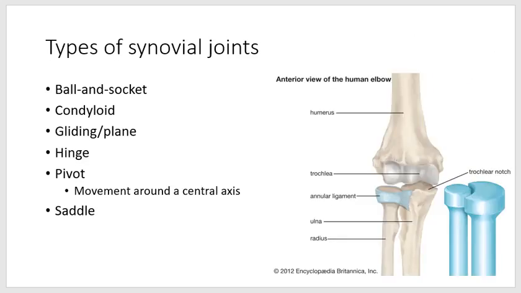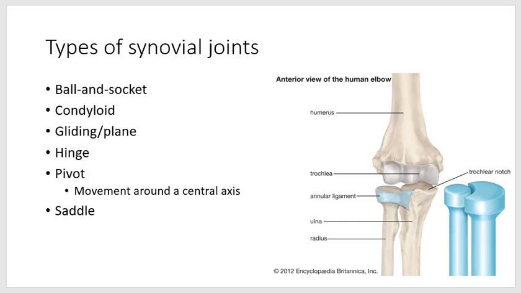Then we get to pivot joints. So movement around a central axis. So the way that your radius and ulna hook up, you can move those. If you hold your elbow in your bicep in the same area, you can still take your hand and rotate it up and rotate it down. That is the radius and the ulna pivoting around each other. You also have a pivot joint between your atlas and your axis, so you can take your head and shake it to the left and to the right around a central axis.